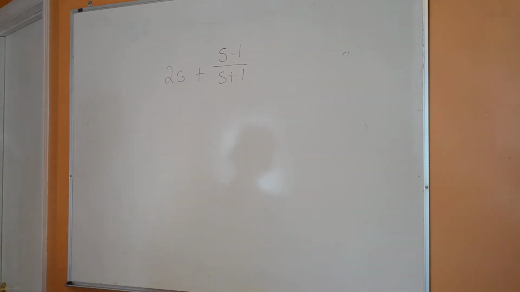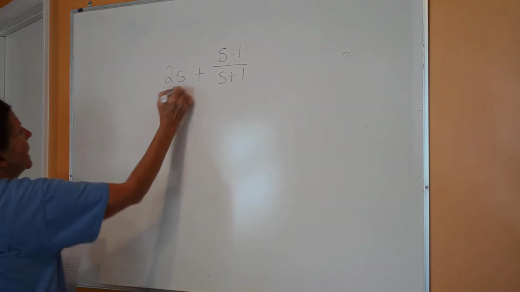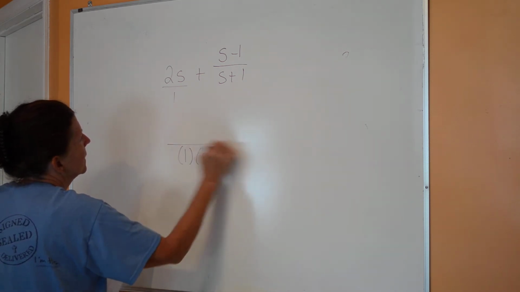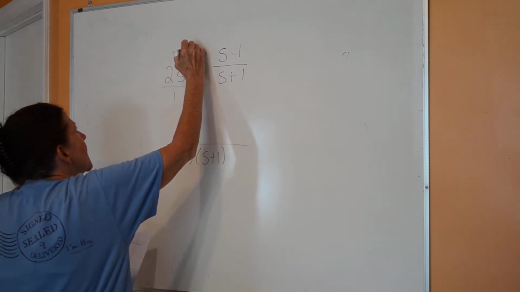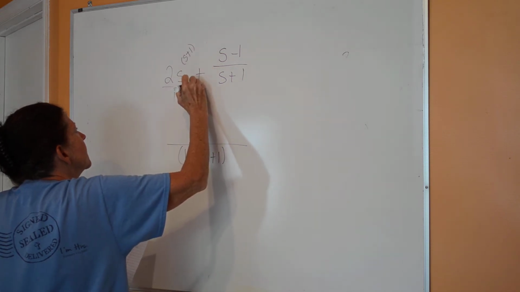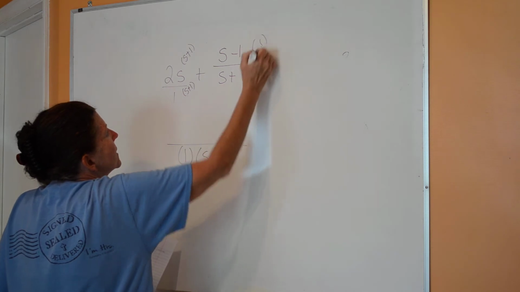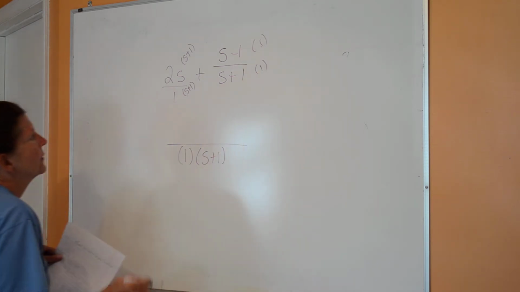Try that and then come back to it. Common denominator is going to be 1 times s plus 1. So I'm going to need to multiply this one by s plus 1, and this one by 1, if you will, but it's not going to affect it. So you don't have to put that if you don't want to.